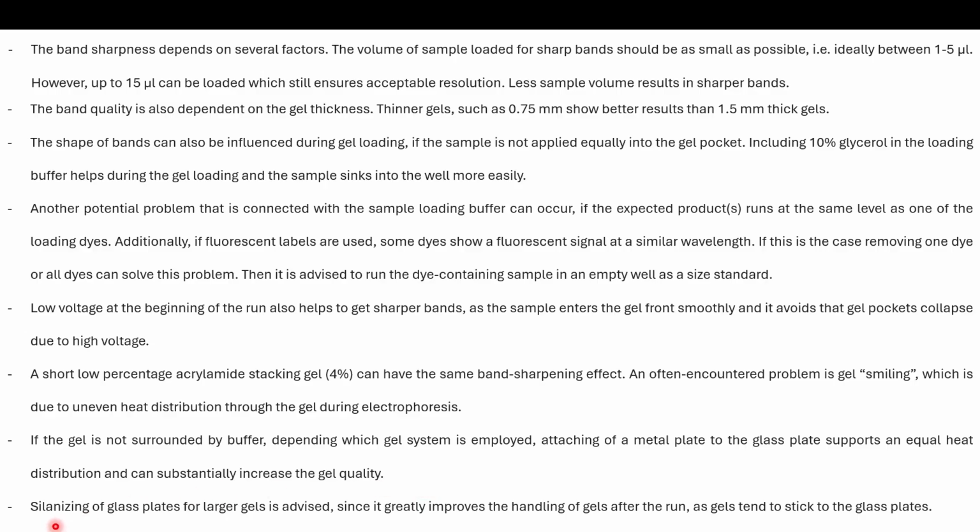There is something called silanizing of glass plates for larger gels, because it improves the handling of gels after the run, as the gels tend to stick to the glass plates. You can then very easily take the gel out of the glass plate, because otherwise, if the gels are really long, the gels get torn while transferring them out of the glass plates and into the buffer or into the staining solution.